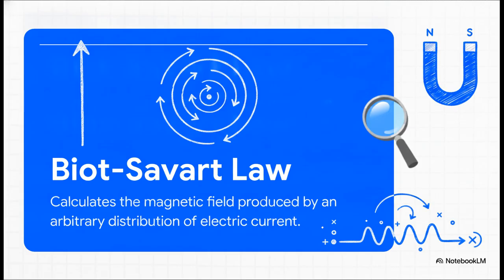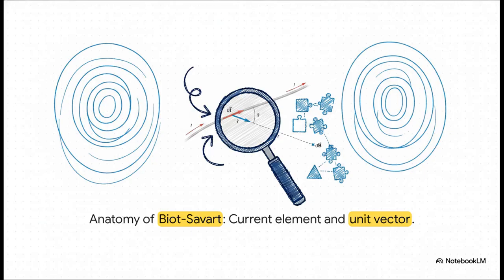It's named after 2 scientists who spent their time investigating the interaction between straight wires and permanent magnets. And this empirical law is the exact equation we use to calculate the precise magnitude and direction of a magnetic field produced by an arbitrary distribution of electric current. Basically, it tells us how one tiny, microscopic piece of current contributes to the overall magnetic field at any given point in space.